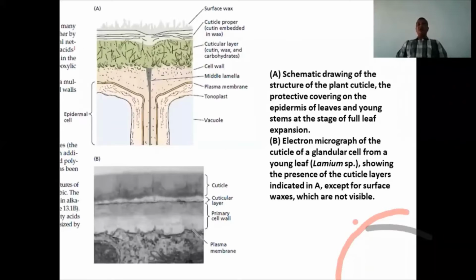I am able to share the diagram, I hope you are seeing it, where we can see the superficial layer. What I just spoke about is the cuticle. There are two parts in the figure: A is a drawing and B is an electron micrograph of a young leaf of Lamium, where we can see the cuticle layer of the young leaf epidermis. The different parts shown have an important defending compound called wax.